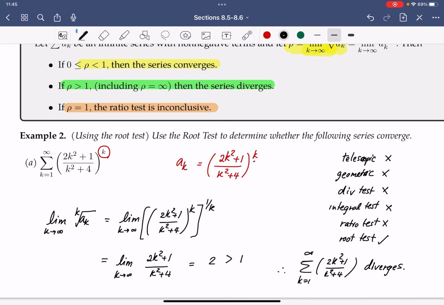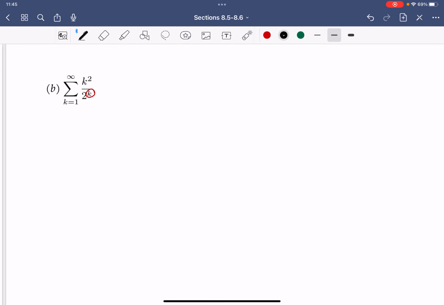So we're going to wrap up the class today by looking at example 2b. This is the last one for today. Let's try to do the root test here.